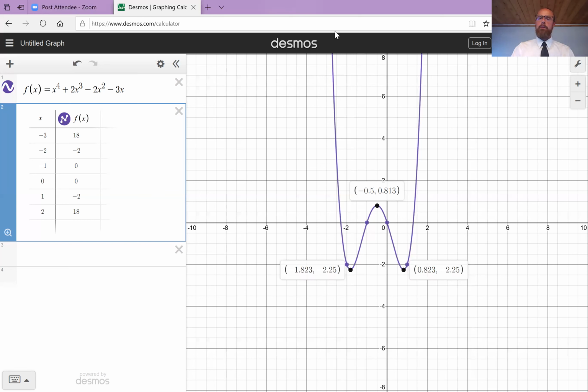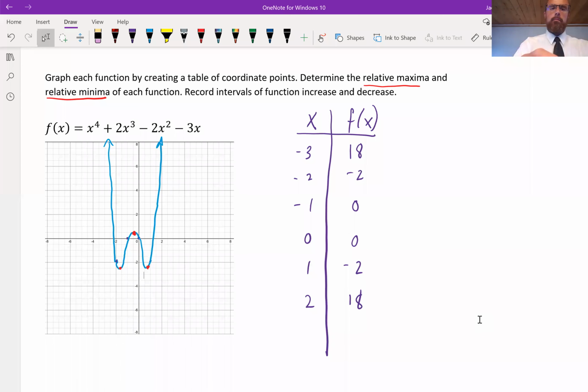Okay, so we've got our values. Let's record that on our graph. And for your homework, what you can do is you can actually record these directly on your graph. So that maximum is -0.5, comma, 0.813. That's the maximum.